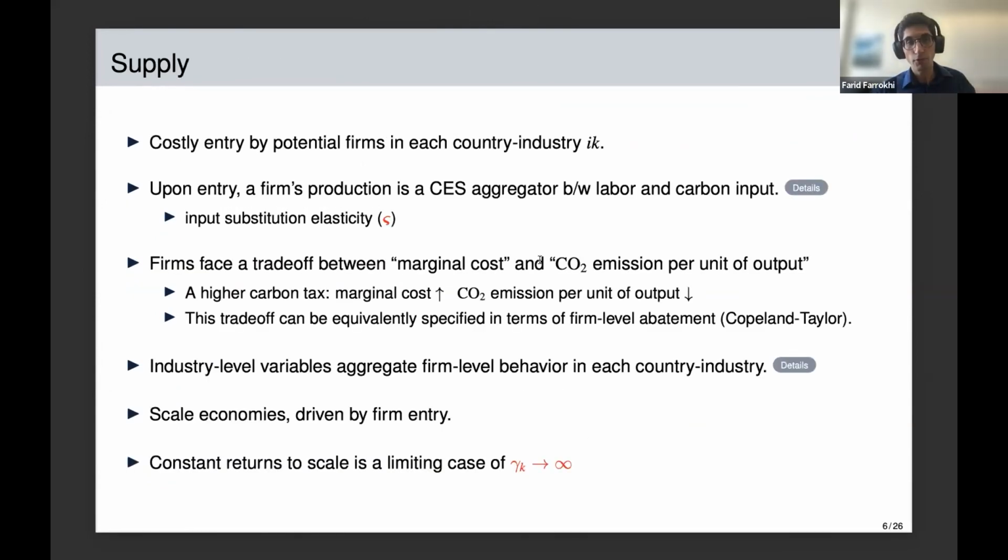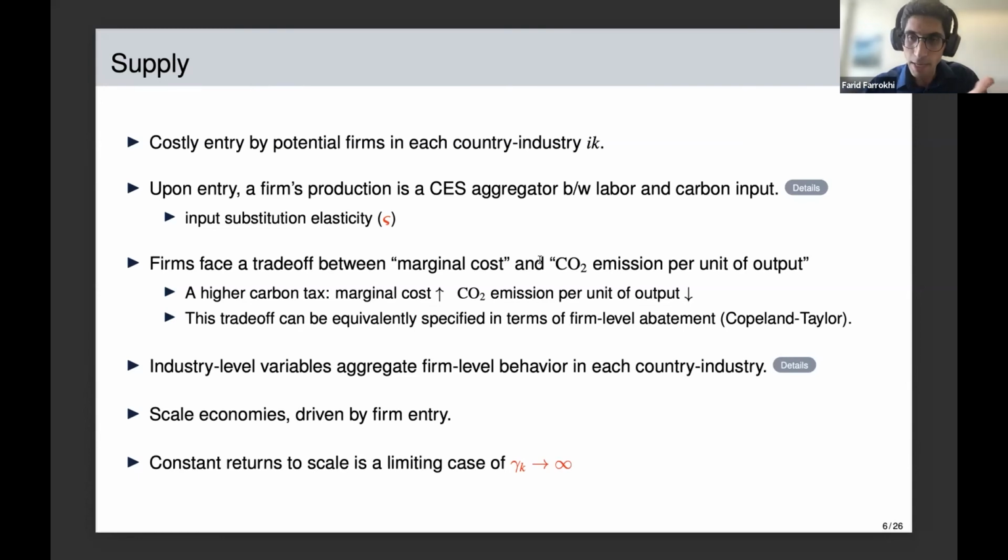And then on the supply side, we have costly entry by potential entrants in each country industry. Upon entry, a firm's production takes the form of a CES aggregator between labor and carbon input. And the elasticity of substitution between these two is this varsigma parameter, which I've highlighted in red, which governs the relative demand for carbon. And here firms face a trade-off between marginal cost and measures of carbon intensity, in particular CO2 emission per unit of output. So faced with a higher carbon tax, they are going to choose less carbon input, so marginal cost goes up, but CO2 emission per unit of output goes down.